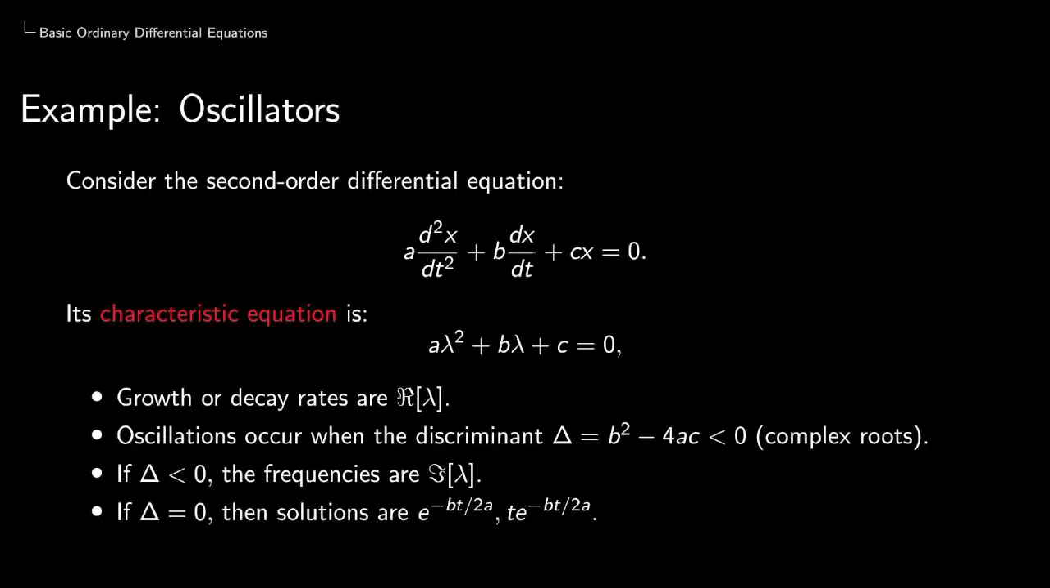So if that discriminant is negative, that means the eigenvalues are going to be complex, and this will produce an oscillation. Those oscillations are dictated by frequencies, which are the imaginary parts of that eigenvalue. If the discriminant is positive, we're just going to have two solutions which grow and or decay as the algebra dictates. Growth will happen if the real part of lambda is positive and will decay if the real part of lambda is negative.